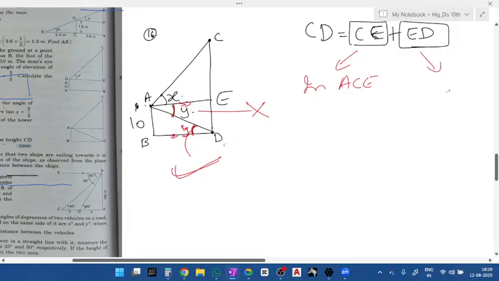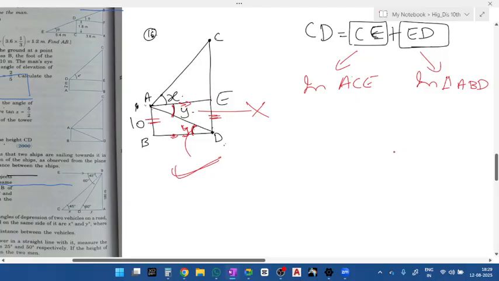Next, ED is in which triangle? ED is equal to which one? Isn't ED equal to AB, a rectangle? Right? So which triangle do I have to consider? Triangle ABD. In ABD, can you see angle Y is given, and 10 is given? So which one will you take first, triangle ACE or triangle ABD, and solve?